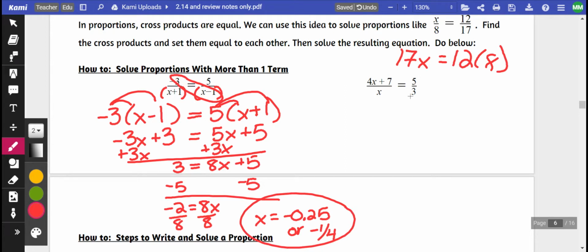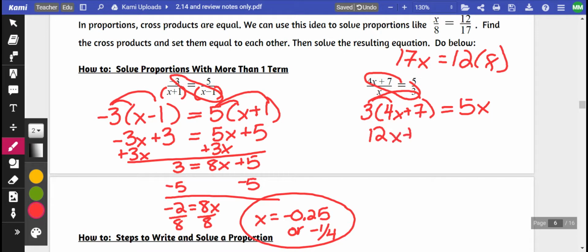For this one, I'm going to cross multiply, but I'm going to make sure that 4x plus 7 is in parentheses. And then I'm going to have equals 5 times x. So I'm going to distribute. So I have 12x plus 21 equals 5x.